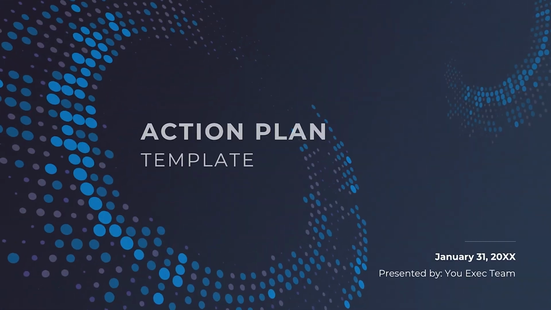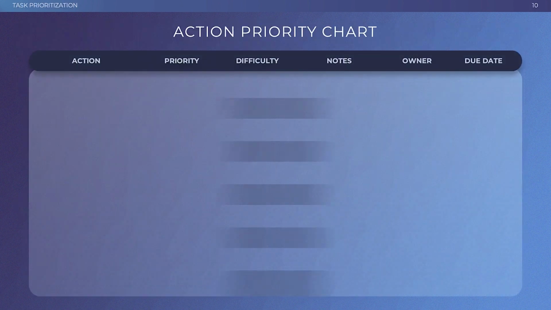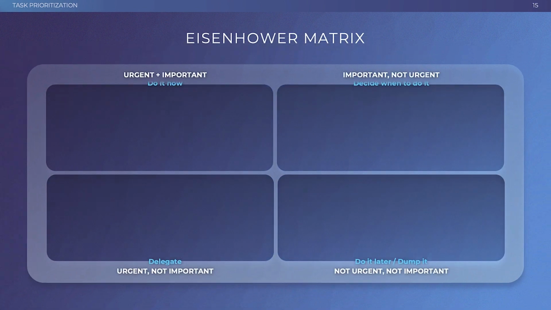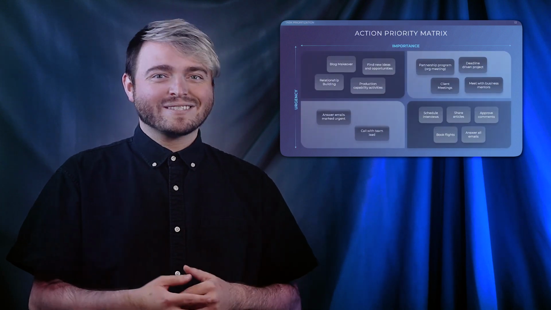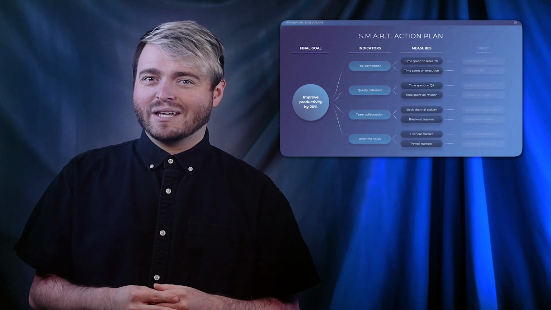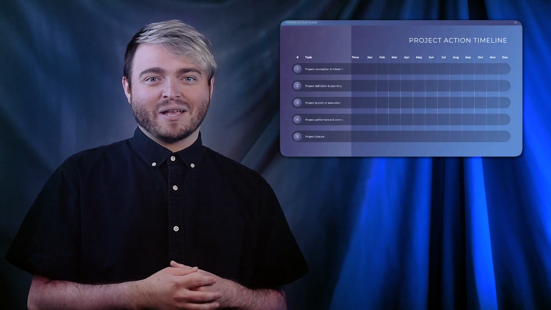Need to turn strategic goals into action? Whether you need a plan for team collaboration, career development, or personal growth, our latest action plan presentation is available to download and customize to your needs. It includes templates for action trackers, task prioritization matrices, atomic habits action plan, SMART goals action plan, a 100-day action timeline, and project action timeline.